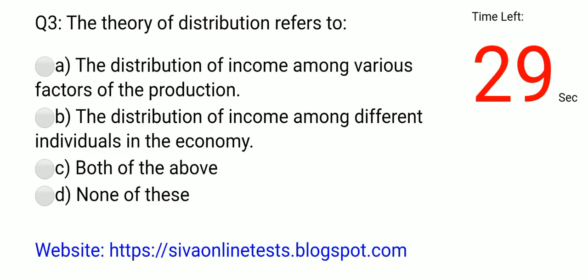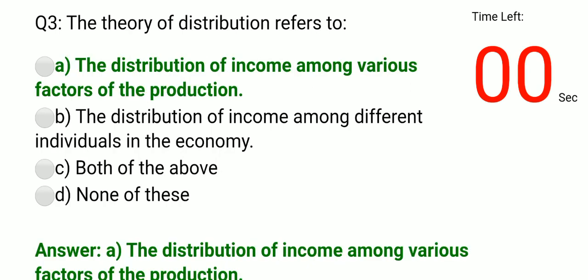Question 3. The theory of distribution refers to. Options. A. The distribution of income among various factors of the production. B. The distribution of income among different individuals in the economy. C. Both of the above. D. None of these. Answer. A. The distribution of income among various factors of the production.